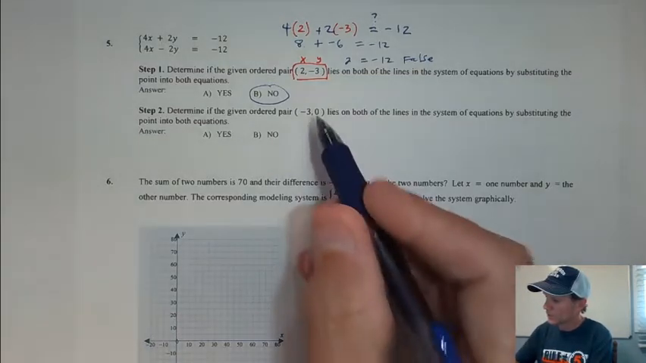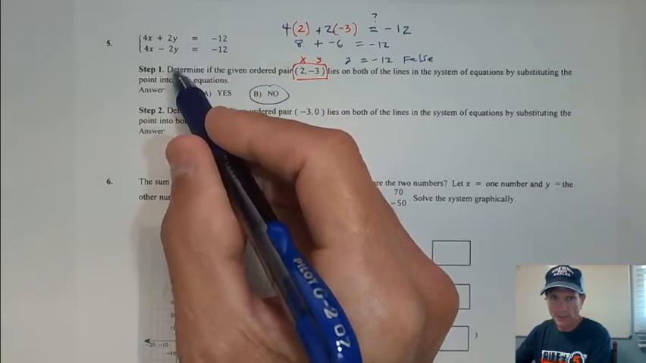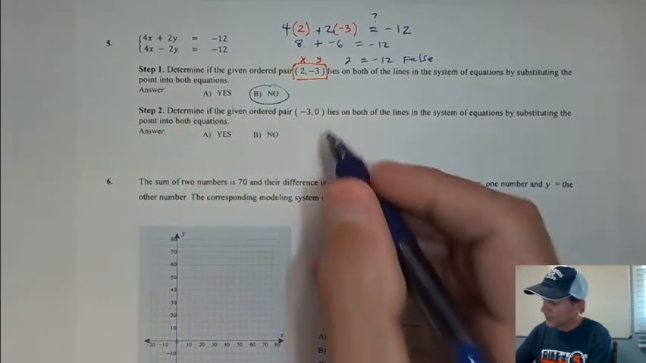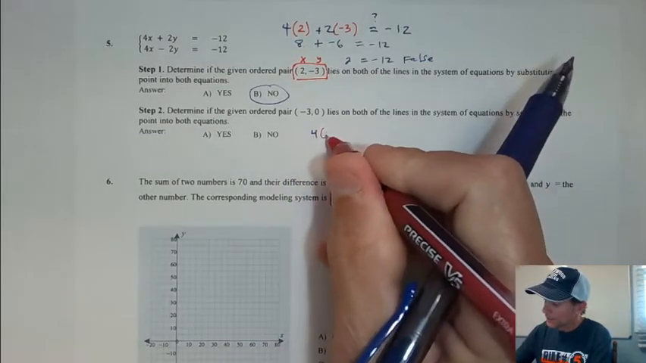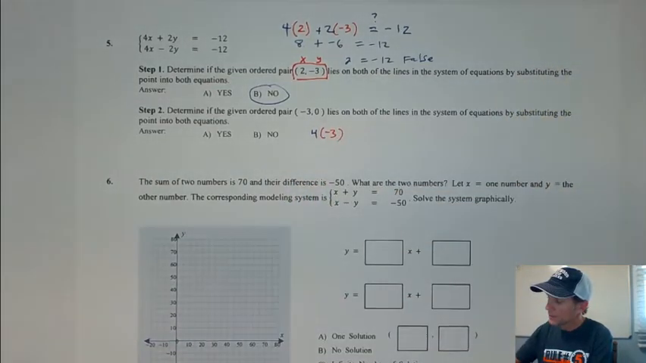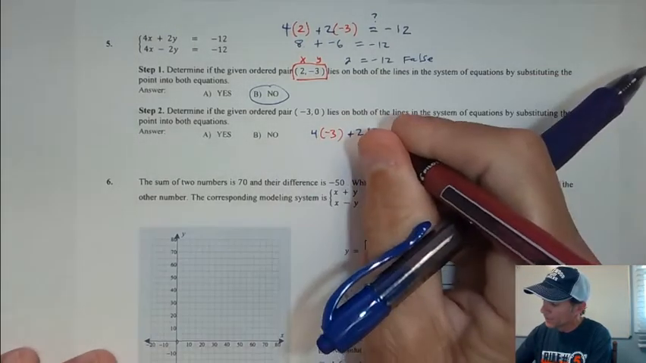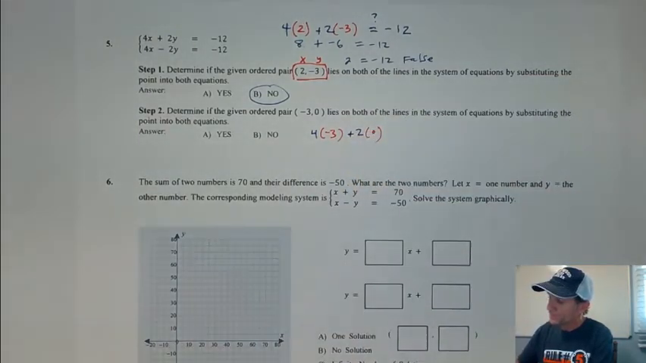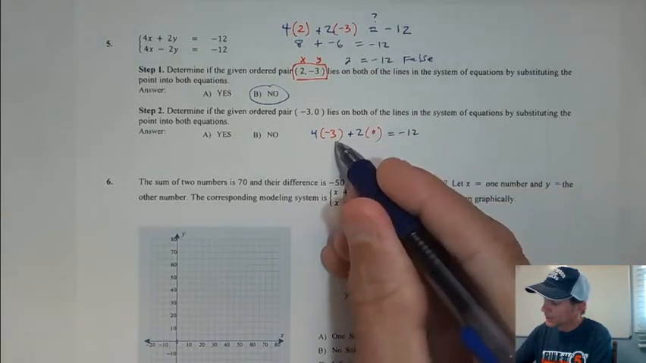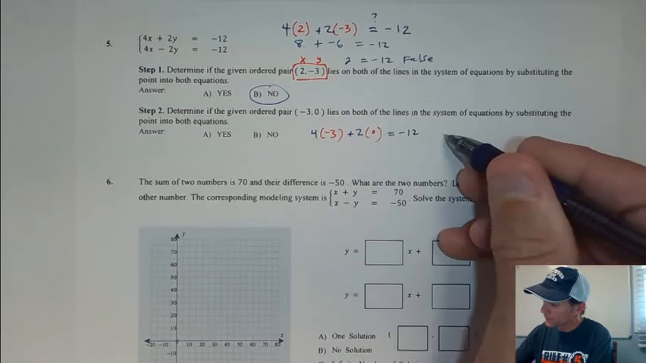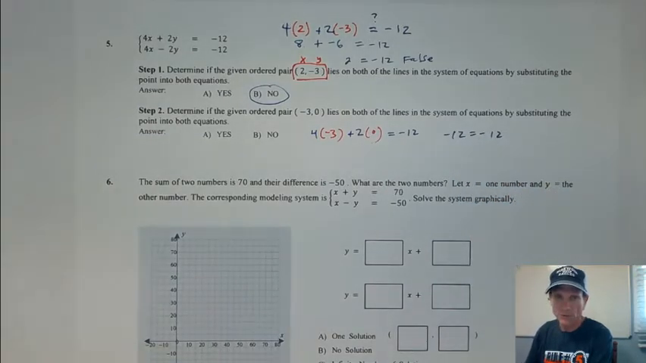And so now we're going to check whether -3, 0 works in these linear equations here. So I have 4 times -3 plus 2 times 0 equals -12, and we see that this is -12 and that's 0, so we have -12 equals -12. So yes, it works in the first one.